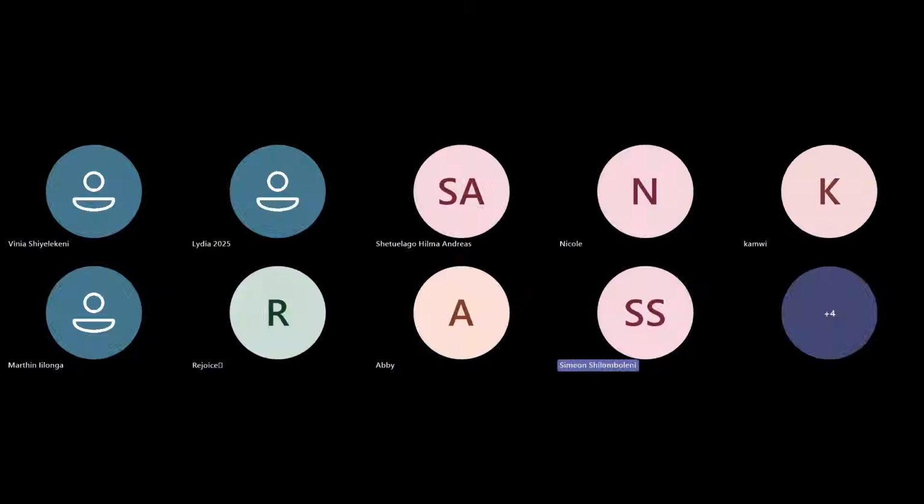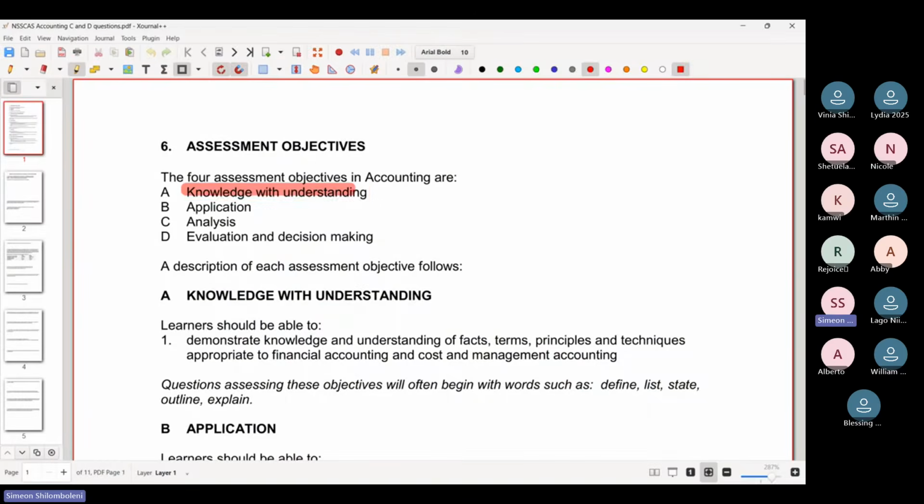As it can be seen here. The second one is application. The third one is analysis. The fourth one is evaluation and decision making.